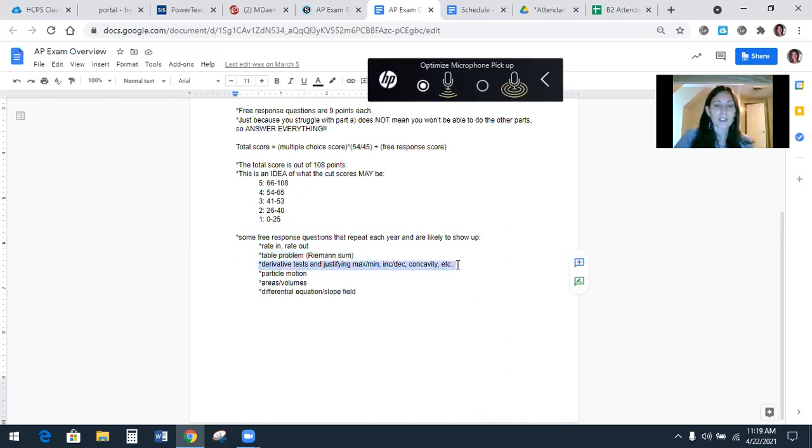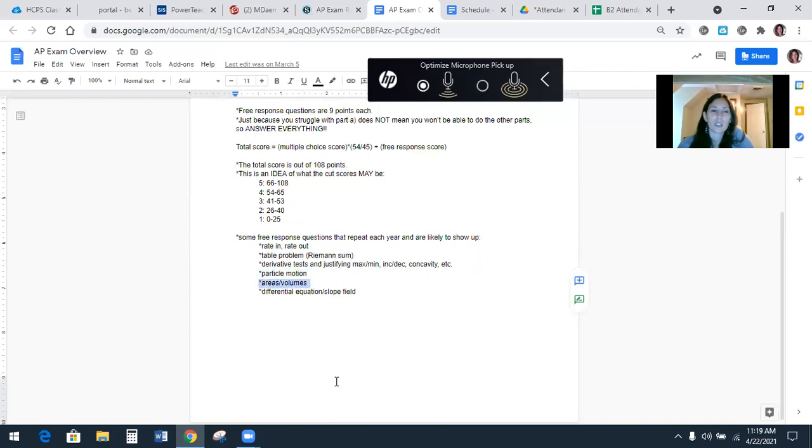Derivative tests, justifying. This is my favorite sticky note. That's this stuff. Keep this off to the side while you take the AP exam. There's almost always a question on this where you have to do a candidates test and write out some justifications. Particle motion, that's your velocity, acceleration, speeding up, slowing down, all that good stuff that shows up a lot. Areas and volumes is kind of on a rotating basis.